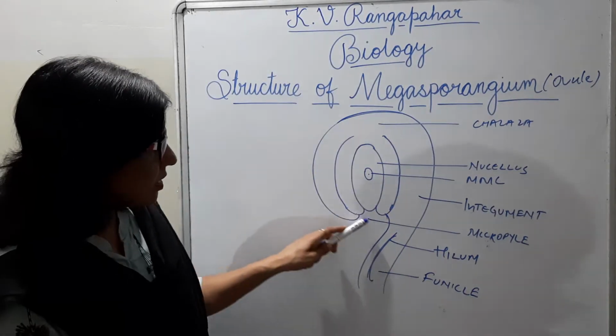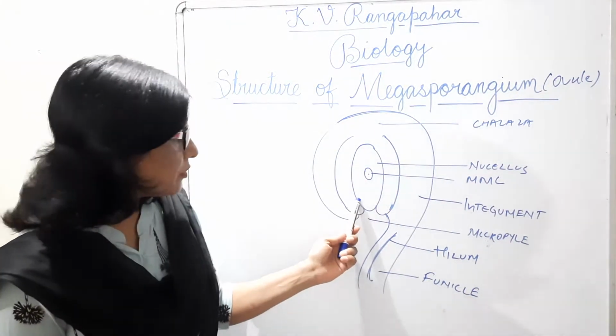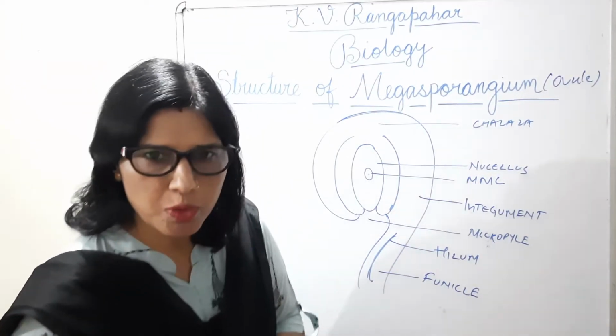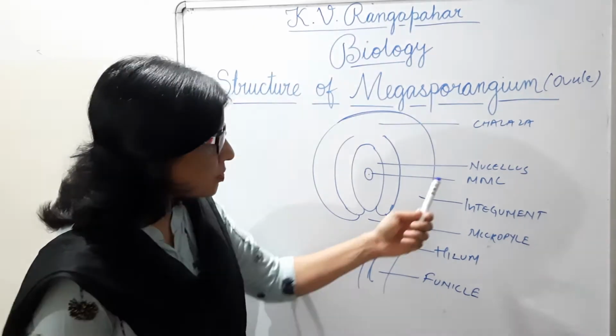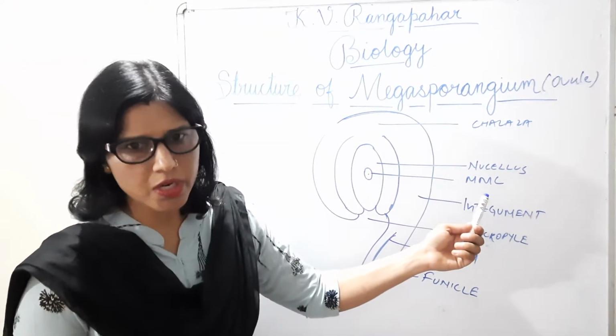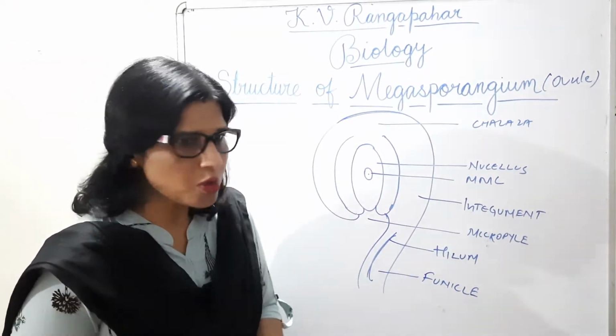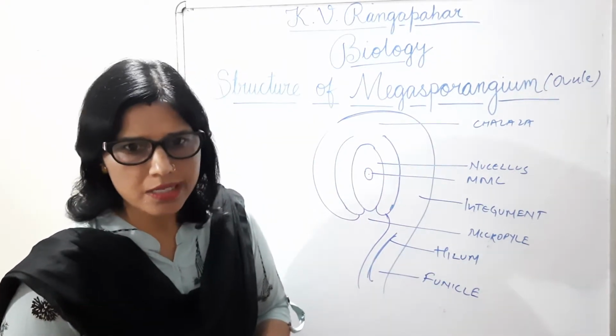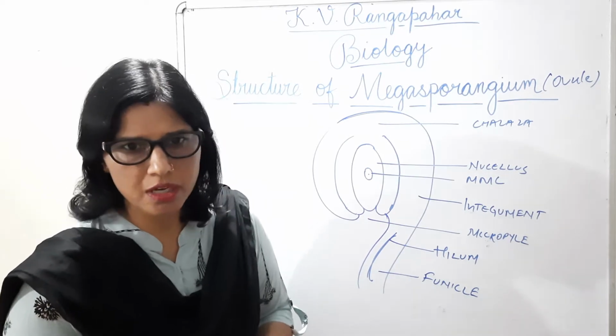Inside this integument, there is presence of a part called nucellus, and nucellus is having megaspore mother cells. Megaspore mother cells are those cells which give rise to the megaspores. So this is about the structure of megasporangium, and now let's study about how megaspores are formed.